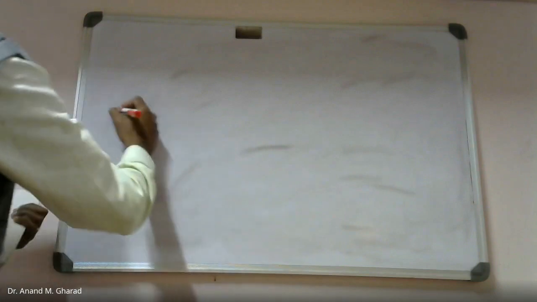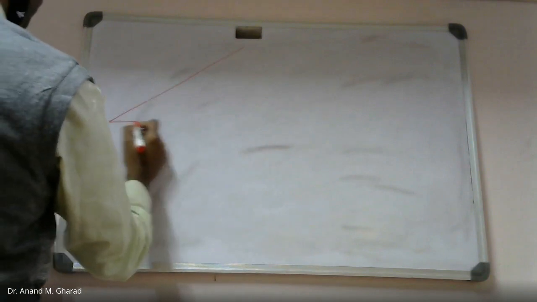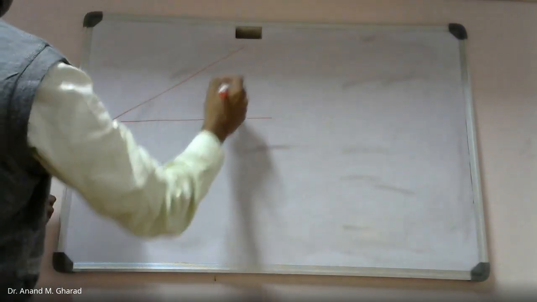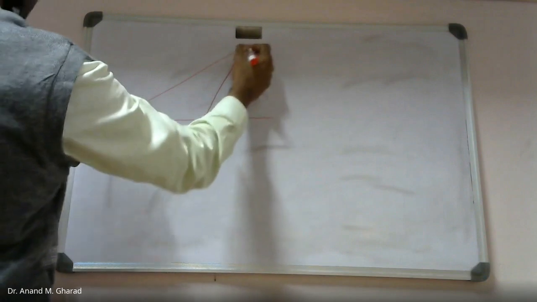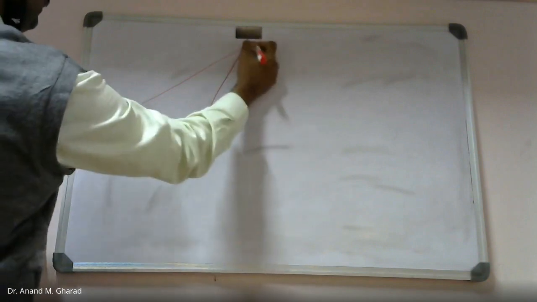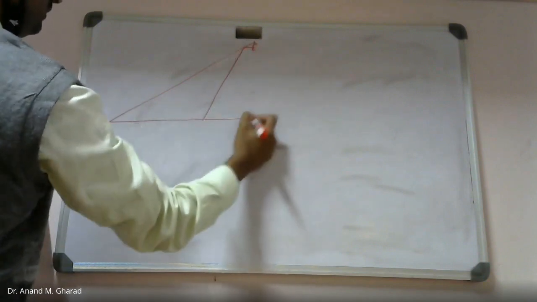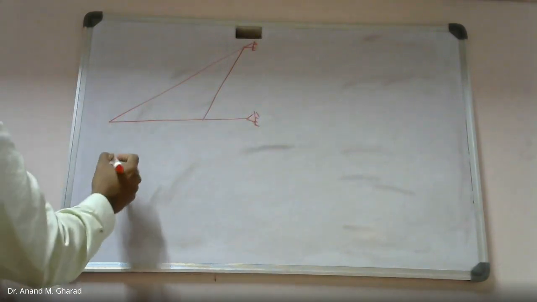Okay. This is the next numerical wherein this truss structure is given. Over here you will find the support conditions are hinge supports. Both of them are hinge.